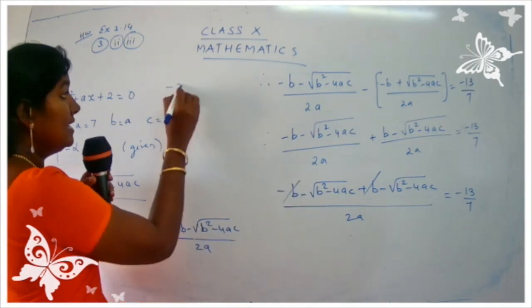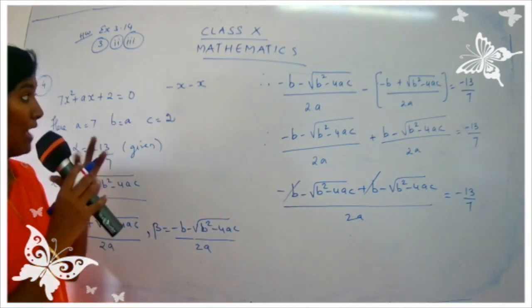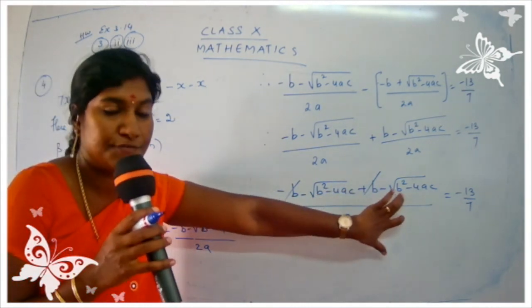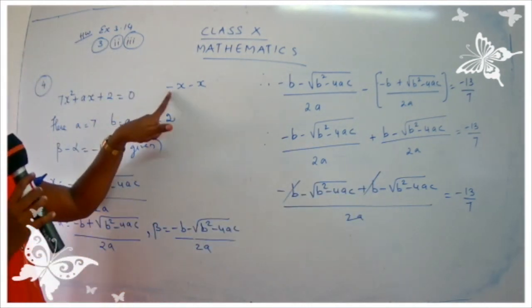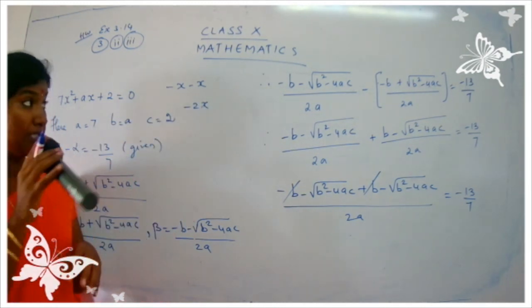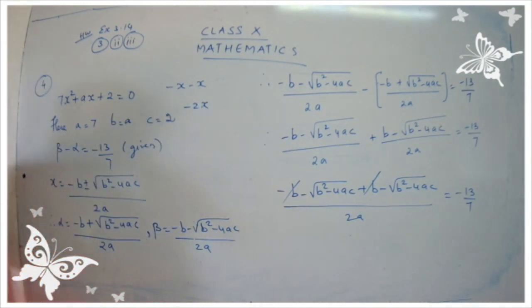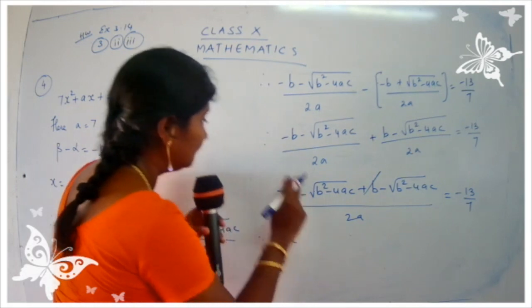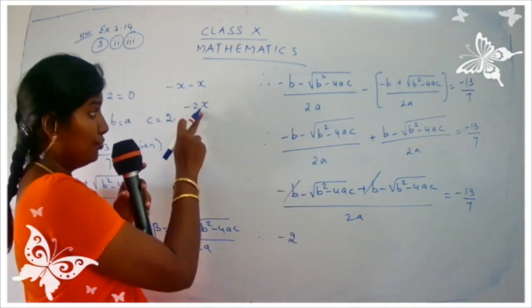It's like this, minus x minus x. You have same terms, b square minus 4ac, b square minus 4ac. So what can be done? Minus x minus x gives you minus 2x. Okay. So similarly, what you get here? Therefore, minus 2x.